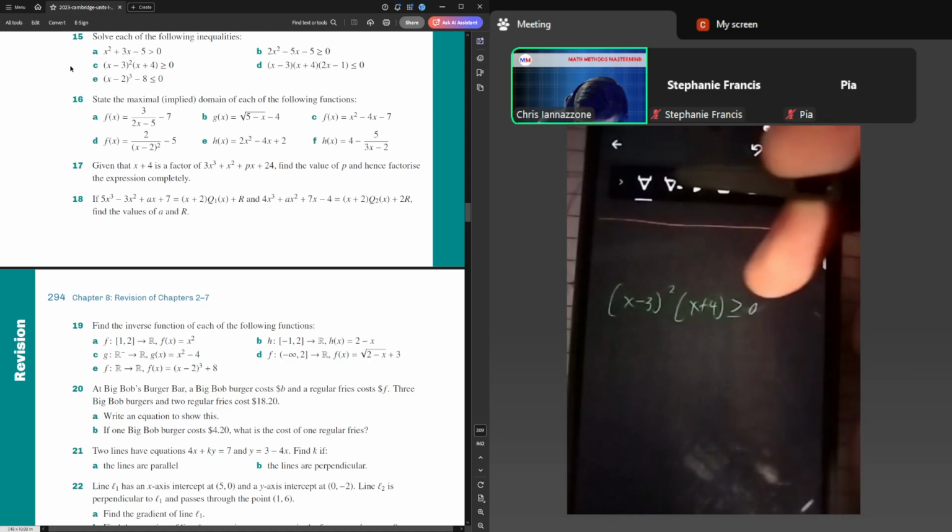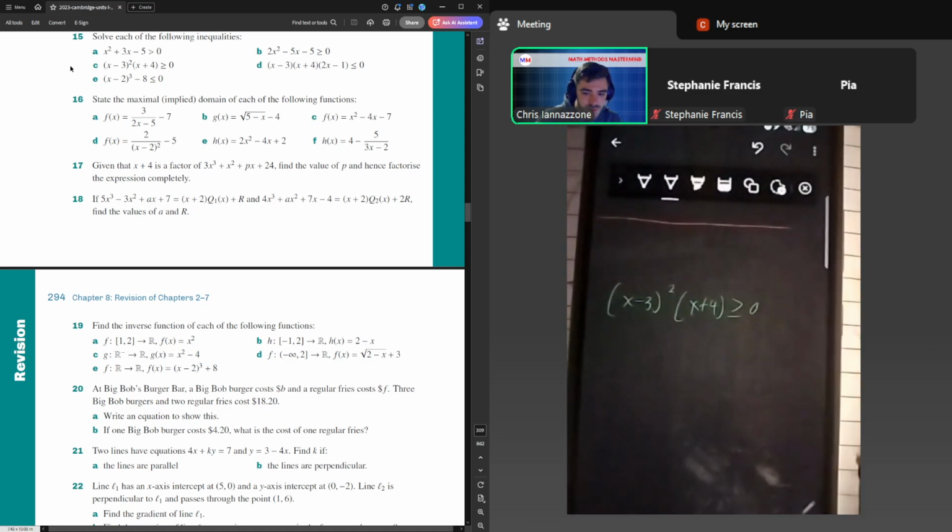The fact that I chose a factorized question rather than an expanded one should at least give maybe a tiny hint how we might do this a bit easier. How do I know whether this is greater than or equal to 0? There's actually a few ways you can do it.